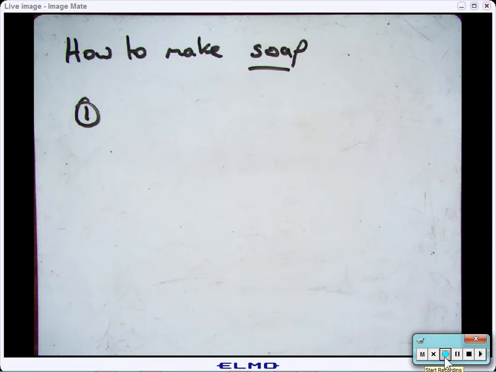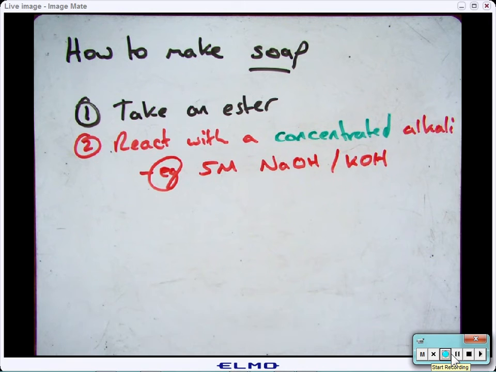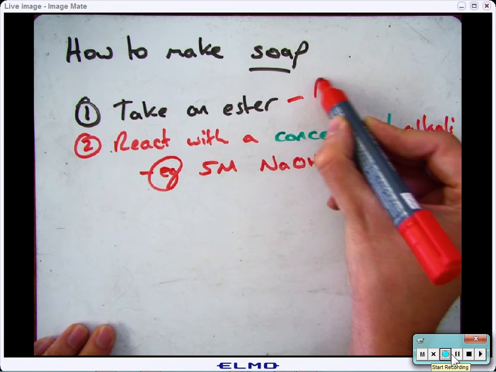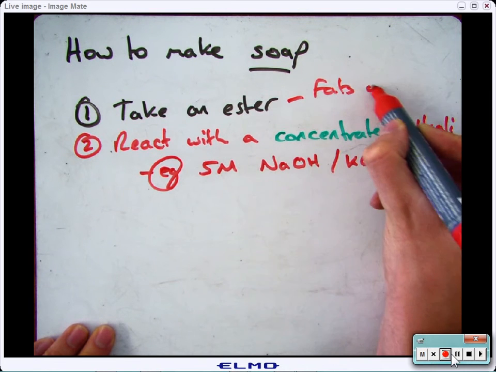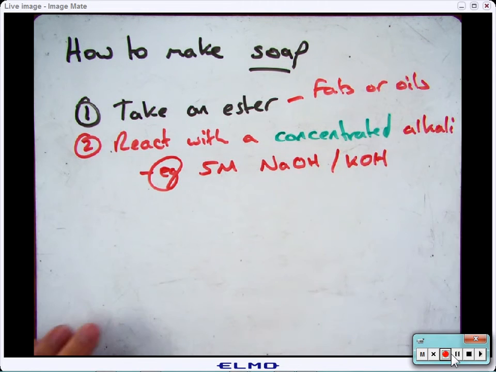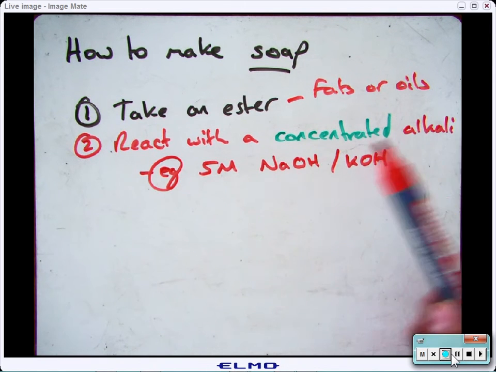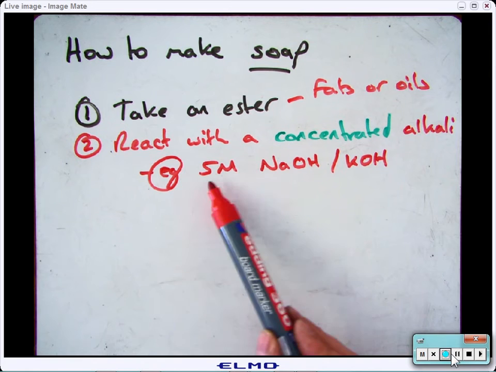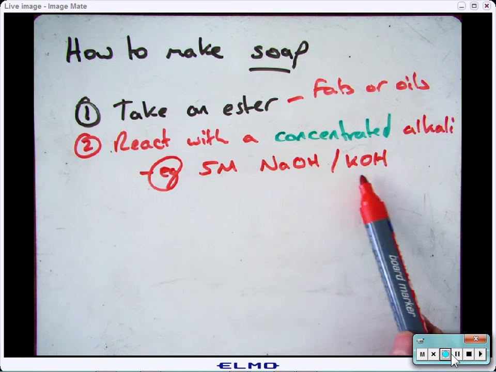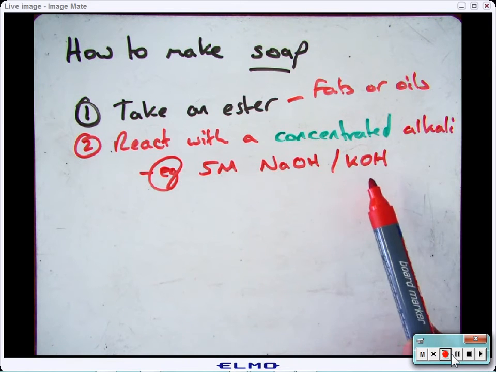So the first thing you need to know is how to make soap from an ester. So start off with your ester and react it with an alkali. Now esters can be fats or oils, and you react it with a concentrated alkali. Now if you think back to the one that you did in lesson, you had 5 molar sodium hydroxide. You can also use potassium hydroxide and other esters out there.